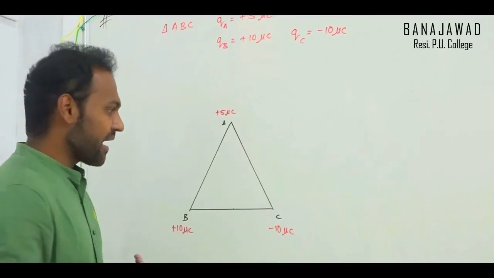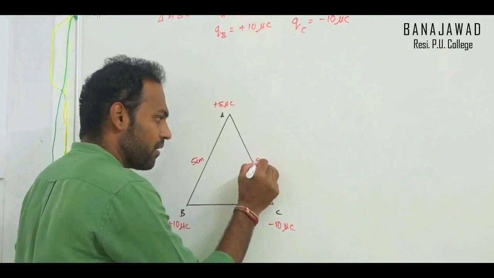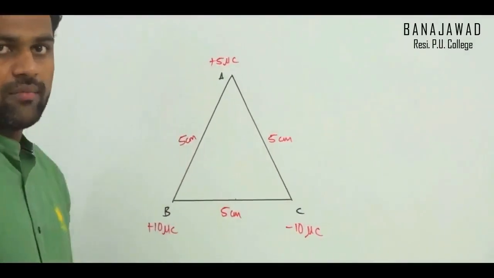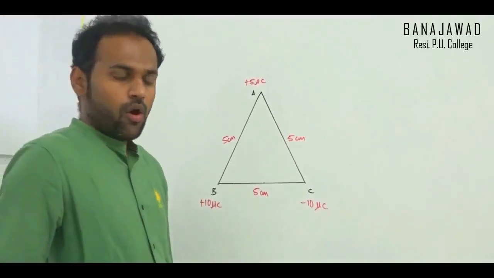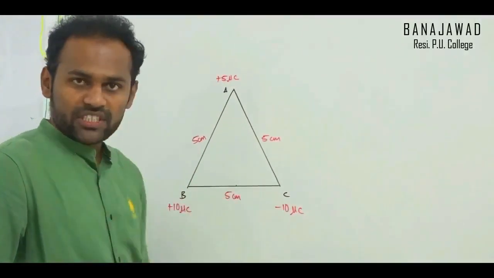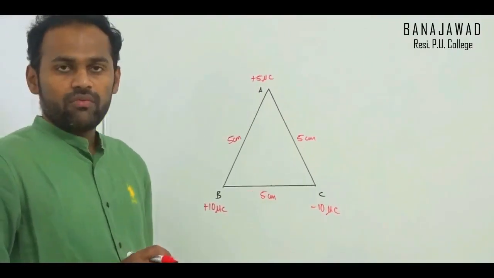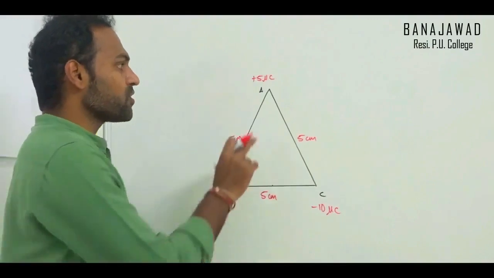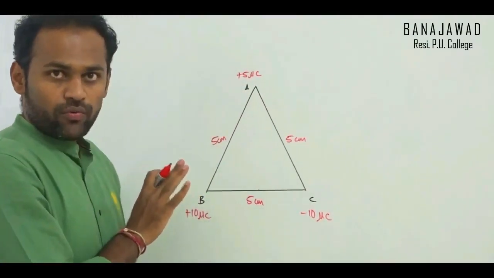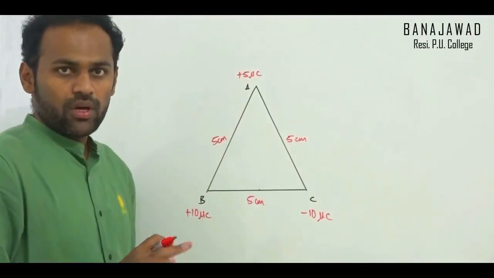All the sides of the triangle are of equal length, that is 5 centimeter each. Equilateral triangle means all the sides are equal and all the angles are equal. Each angle will be 60 degrees. What is the question? We have to find the force acting on the charge placed at A. It means we have to find the force acting on plus 5 microcoulomb. That is what we have to calculate.